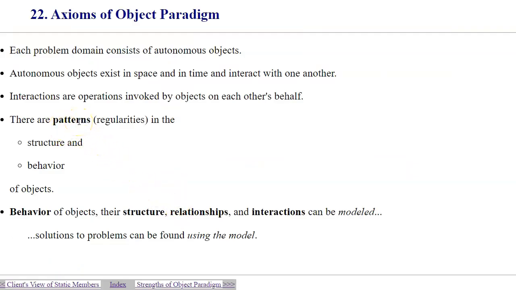And the idea of these patterns brings us to the conclusion that behavior of objects, the structure of objects, relationship between objects, and the interactions, which obviously correspond to what operations should be available on them, can be modeled. And modeling means that the solution can be found before we actually start programming. So that's the idea of the object paradigm and the design modeling, so that we can find certain solutions way before we start writing any single line of code.